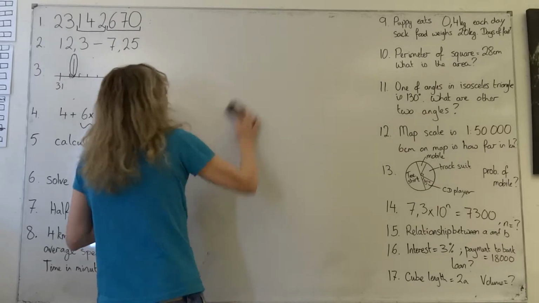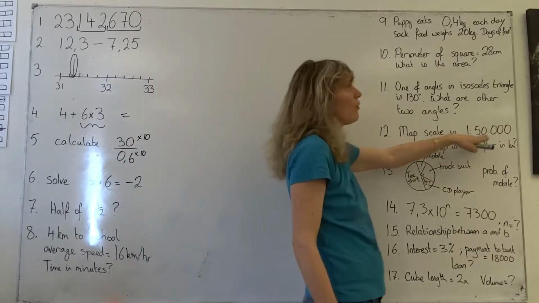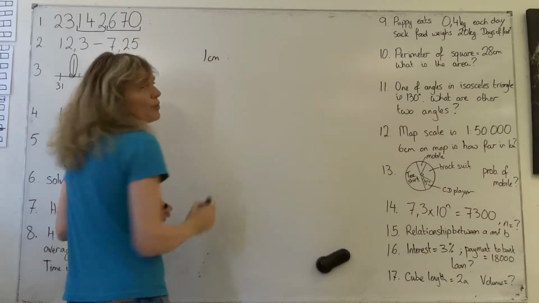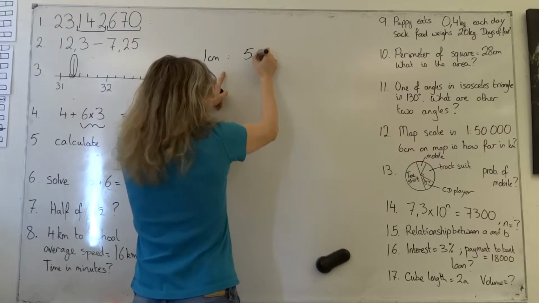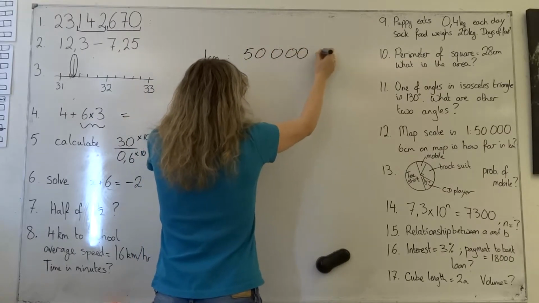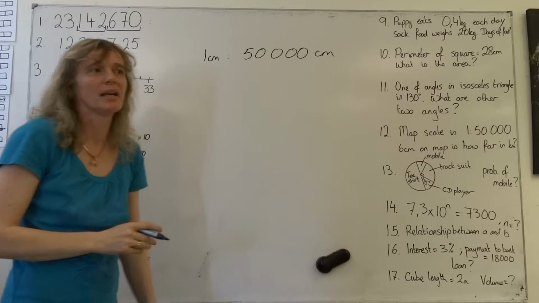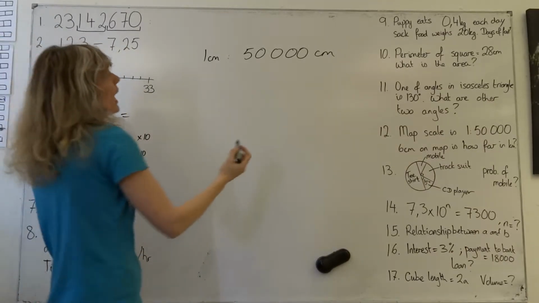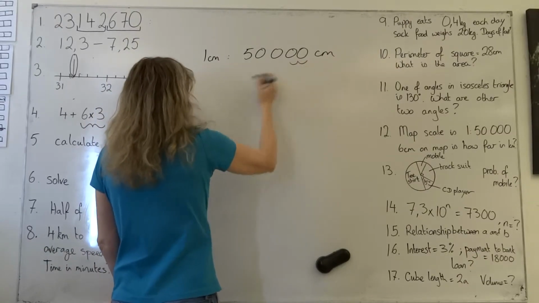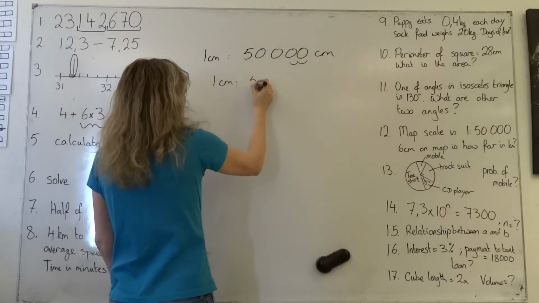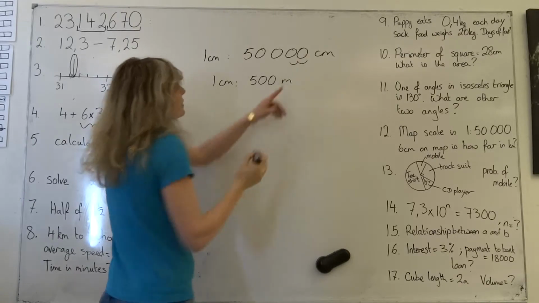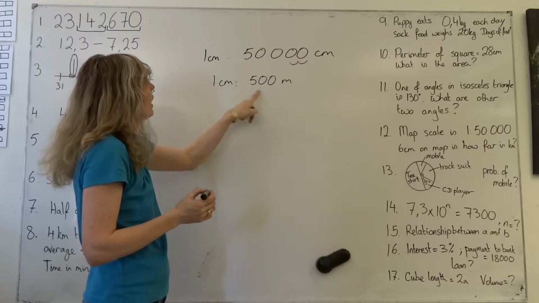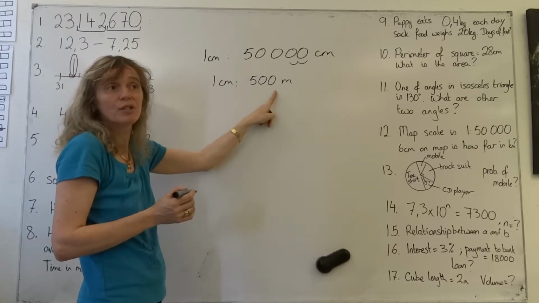Next one, we have a map in the scale of 1 to 50,000. So 1 centimetre on my paper is equivalent to 50,000 centimetres in reality. It doesn't really help me very much when it's in centimetres, so let's change it to metres. That tells me that 1 centimetre is equivalent to 500 metres. I divide by 100, I move the decimal point 2 places back. Now I know that 1 centimetre is equivalent to 500 metres.